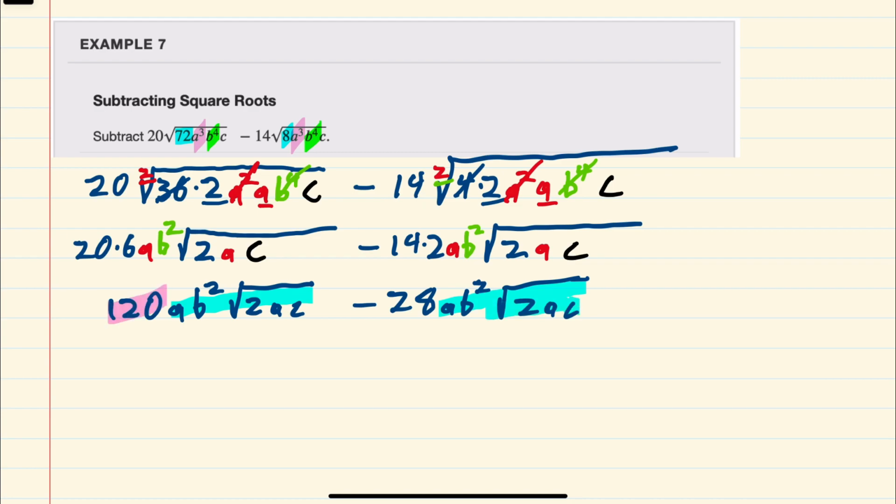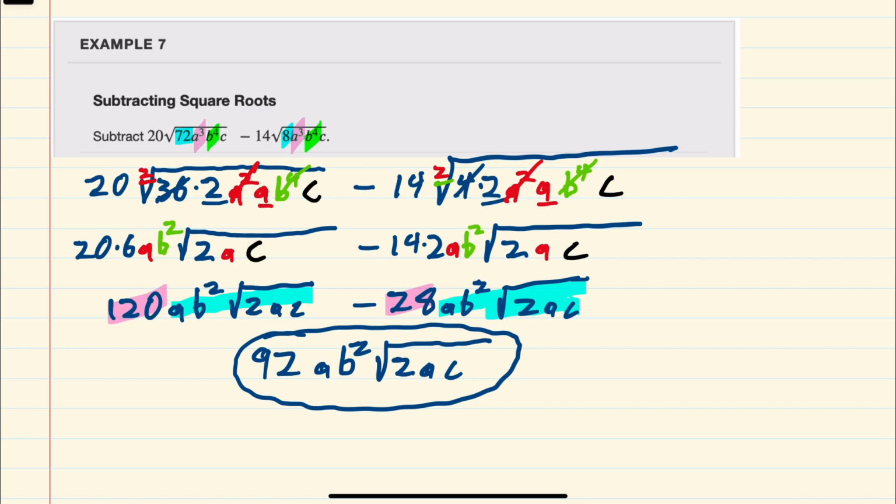So looking at these coefficients, 120 minus 28 gives us a 92. 92 a b squared square root of 2ac. And this is our simplest way of writing this expression. A less simplified answer could have been gotten to by just trying to get the radicals to be the same. But since we simplified the radicals as much as possible, not only were we able to subtract, but we were able to write the answer in its simplest form.